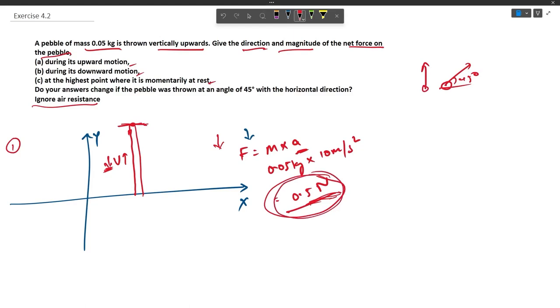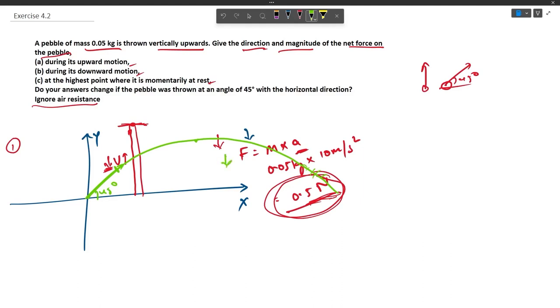Now in the second case, when it is thrown at a 45-degree angle, let us assume that the ball is thrown like this. It will have a trajectory like this. This is the 45-degree angle. This is the upward motion. This is the point of highest reach, and this is the downward motion. Now here again we see that the force would be acting downward because it is a gravitational force and the pebble has mass, so it is always going to be acting in the downward direction.